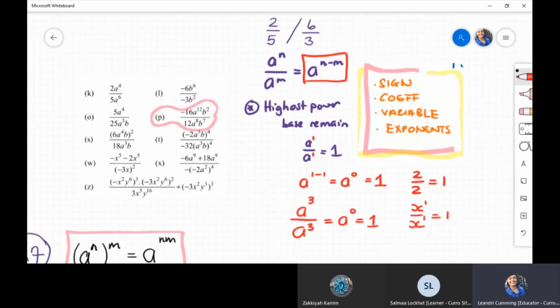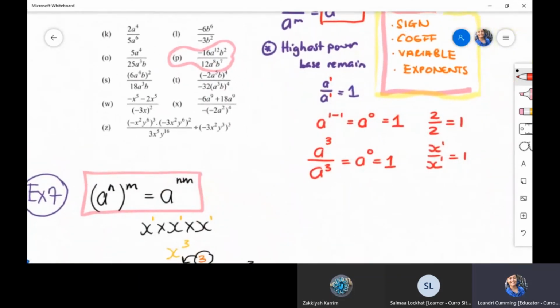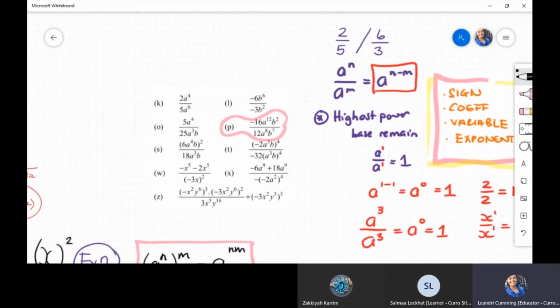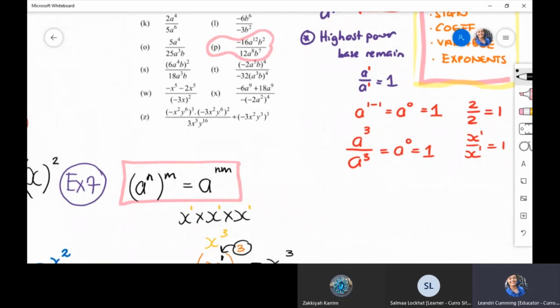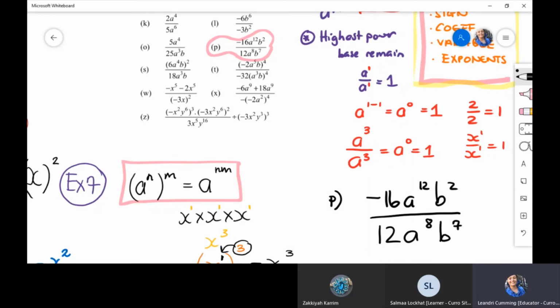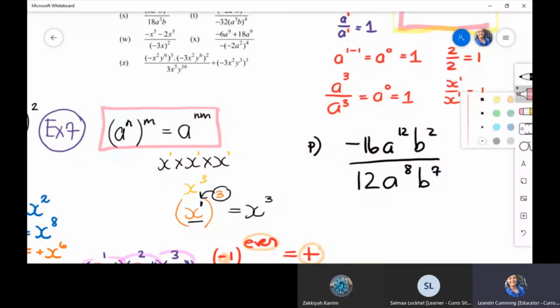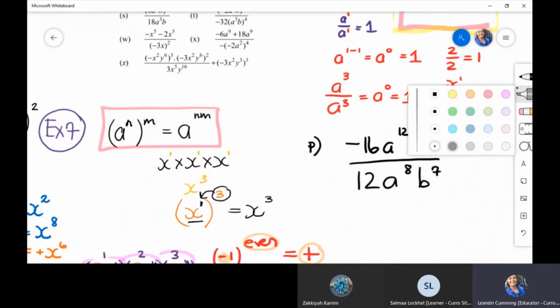So let's look at number P. Okay, this is from exercise, I think it's 7 or 8. I think it's from exercise 8 with a division. So let's just look at how we are going to cancel. We are allowed to cancel when we have one term. Cancel meaning simplifying. So minus 16, a to the power of 12, b to the power of 2 over 12, a to the power of 8, b to the power of 7. And I'm going to indicate simplifying like this.